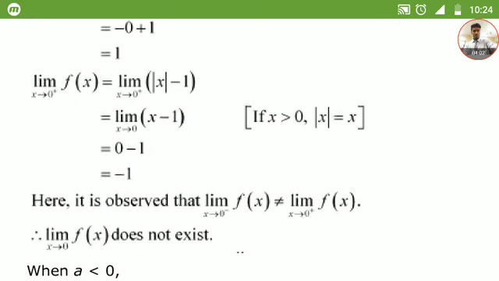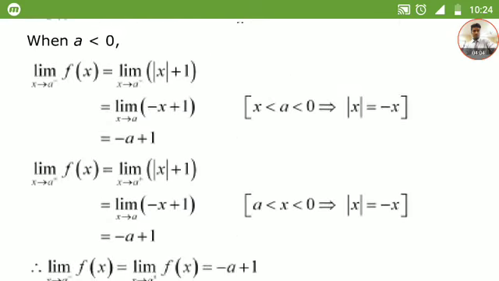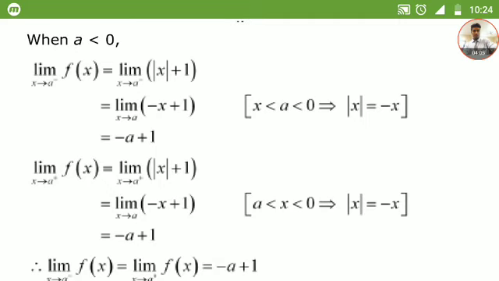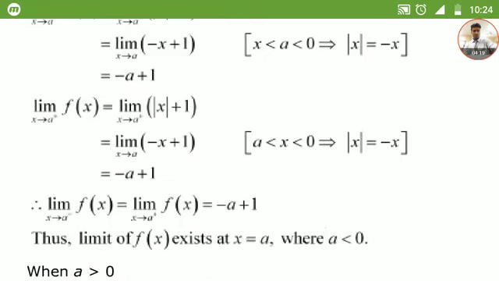always choose the third function. This was for a greater than 0. For a less than 0, you'll be choosing the first function in both cases, in which both the x's will be negative, and your answer comes out to be minus a plus 1 and minus a plus 1, for which the limit exists. So the limit exists at x equal to a when a is less than 0. For all a less than 0, you will have the limit existing at x equal to a.